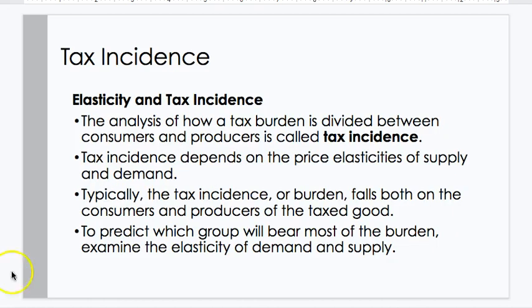Tax incidence. Elasticity and tax incidence. The analysis of how a tax burden is divided between consumers and producers is called tax incidence. Who pays the tax? It's not actually who writes the check, it's where the burden of it falls. Tax incidence depends on the price elasticities of supply and demand. Typically, the tax burden falls on both the consumers and the producers of the taxed good. To predict which side will bear the most burden, examine the elasticities of demand and supply.